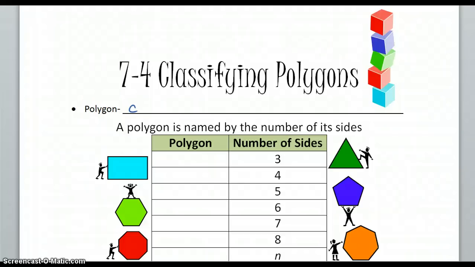All right, today we're going to talk about classifying polygons. So turn in your notes to this page, follow along.